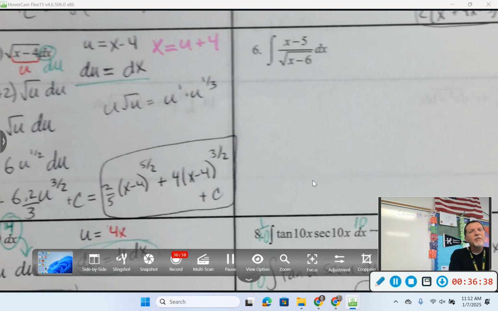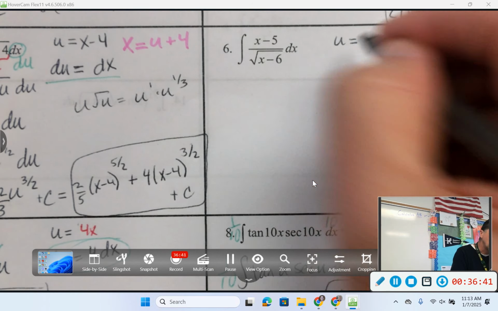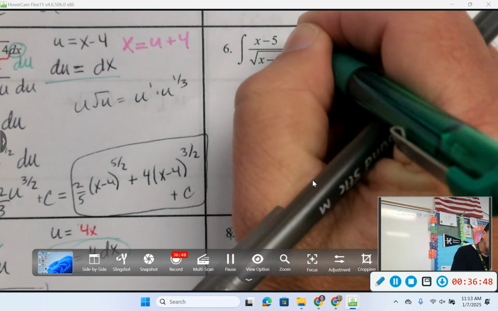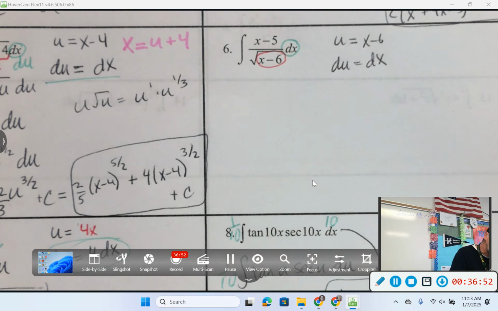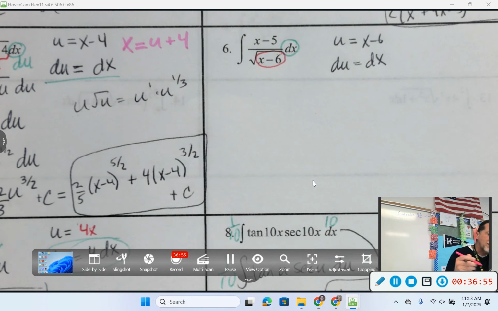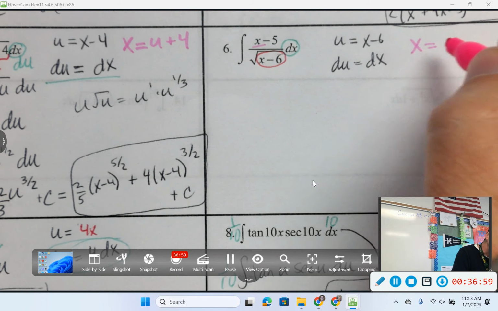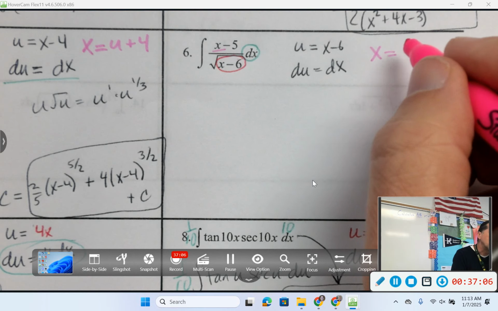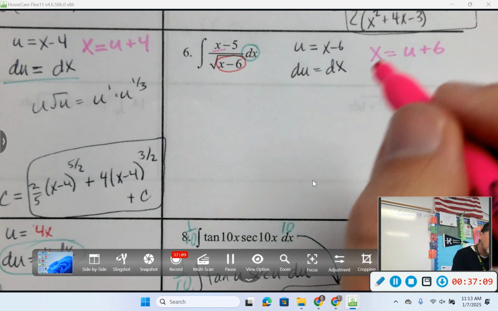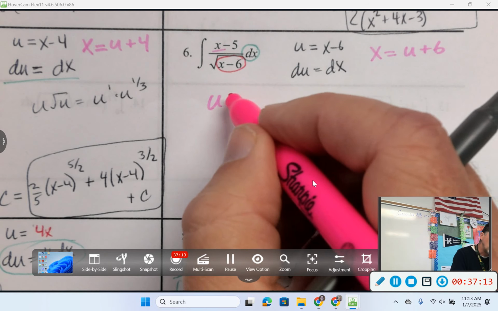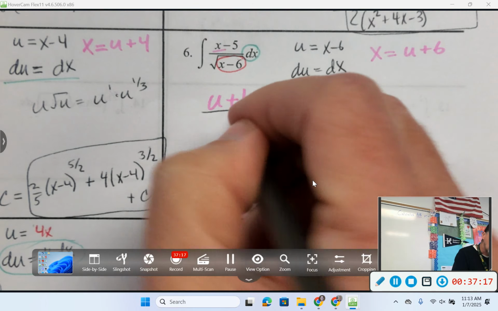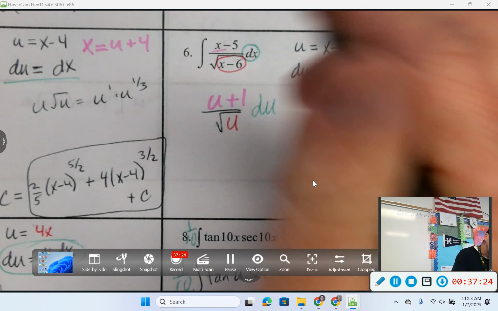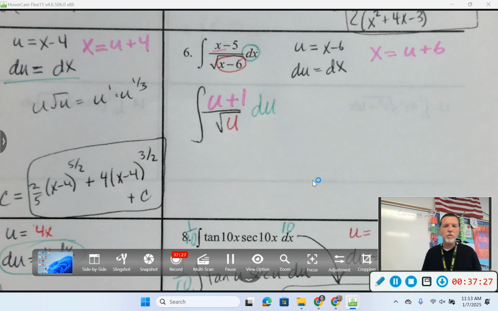We'll start number 6. I don't think we'll finish it, but we can start it. What do you think u should be for number 6? X minus 6. Du is just dx, so we got that taken care of. But the top is messed up. What does x equal? I'd like to replace that top x with something. U plus 6. And then the plus 6 minus 5 would be u plus 1 over square root of u times du. And so we finally got everything in terms of u.